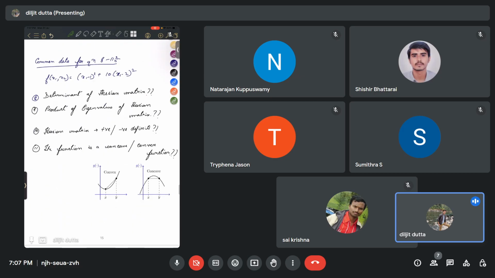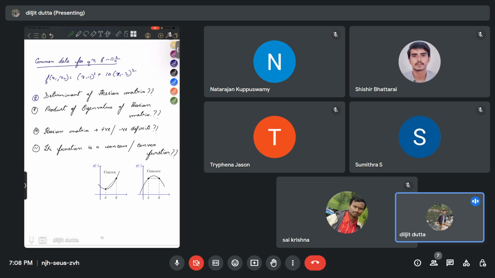So this is also a similar kind of problem. We have to find the Hessian matrix, then the eigenvalues of the Hessian matrix, and see if the Hessian matrix is positive or negative definite, and you have to identify if the function f of x1 x2 is a concave function or a convex function.